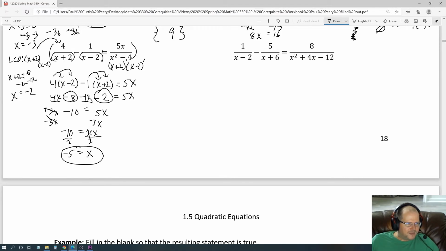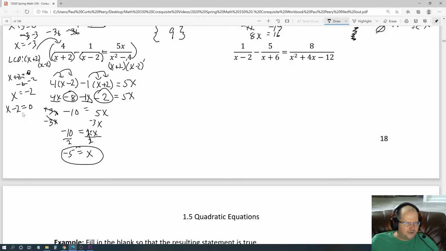So to find out what makes something undefined, set the denominator equal to 0, because undefined means you're dividing by 0, or you have a denominator of 0. So how do you find that? Set the denominator equal to 0. It's pretty much in the definition of undefined. So if you ever forget how to find what's undefined, remember what undefined means. It means the denominator is equal to 0.